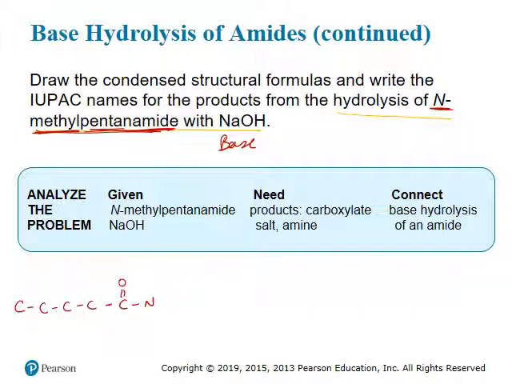So how many hydrogens does this need? 3. How many hydrogens does nitrogen need? 1 more. Total bonds of nitrogen should be 3. It has 2, it needs 1 more. This carbon already has 1, 2, 3, 4 bonds, so it's okay. The next carbon has 2 bonds, so needs 2 more. This has 2 bonds, needs 2 more. This has 2 bonds, needs 2 more. This has 1 bond, so it needs 3 more hydrogens. Okay, so this is our structure of N-methylpentanamide.